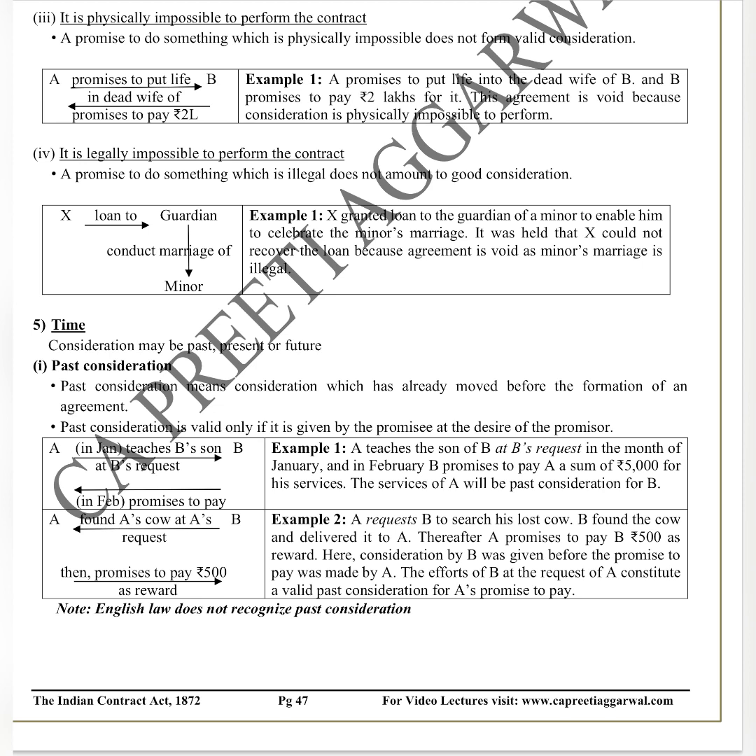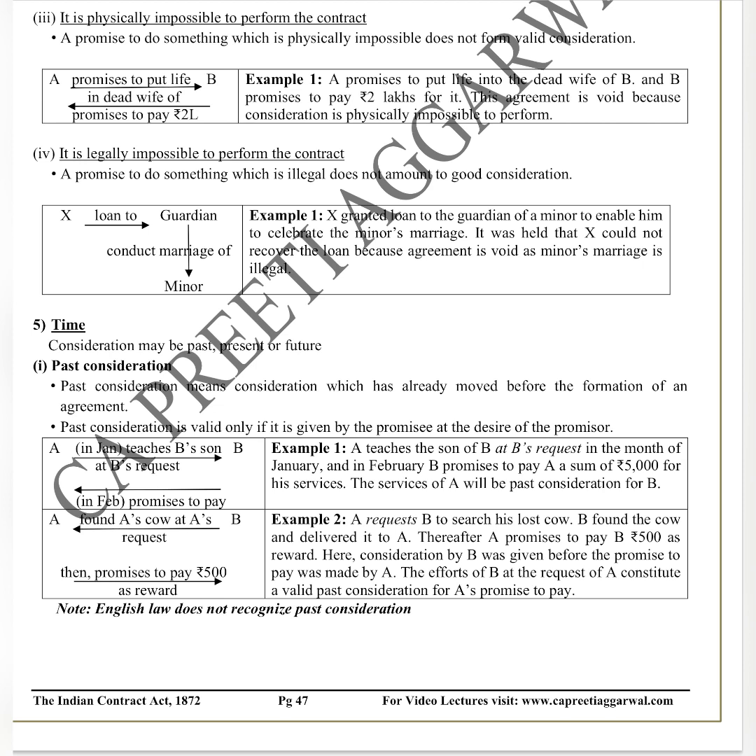It is legally impossible to perform the contract, like entering into contract with a guardian for marriage of a minor. That is legally impossible to perform. Although it looks like there is some consideration, it is not valid consideration. Then we have time. Consideration may be past, present, or future.